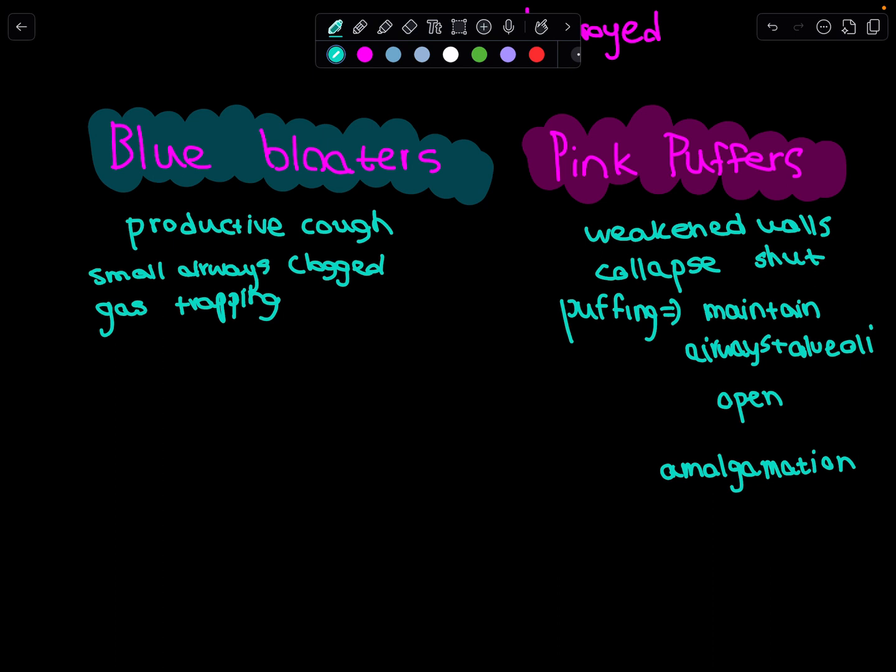Structure function: emphysema, airway collapse, low gas exchange. Puffing counters collapse. Bronchitis, mucus blocks airways, no puffing needed. Mucus is the issue. Clear? Want more on how these affect lung function?